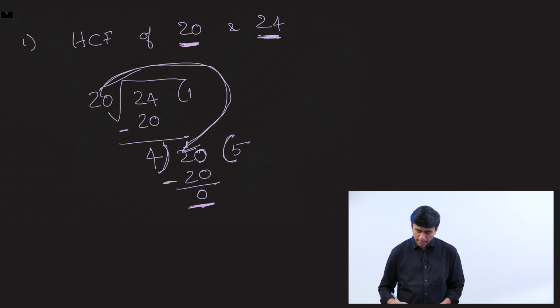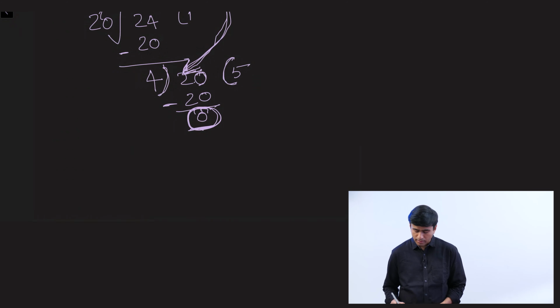This step of bringing the divisor here is continued till we get 0 as a remainder. When you get 0 as the remainder, the last divisor, which is 4, is your highest common factor. So what is the last divisor here? The last divisor is 4.